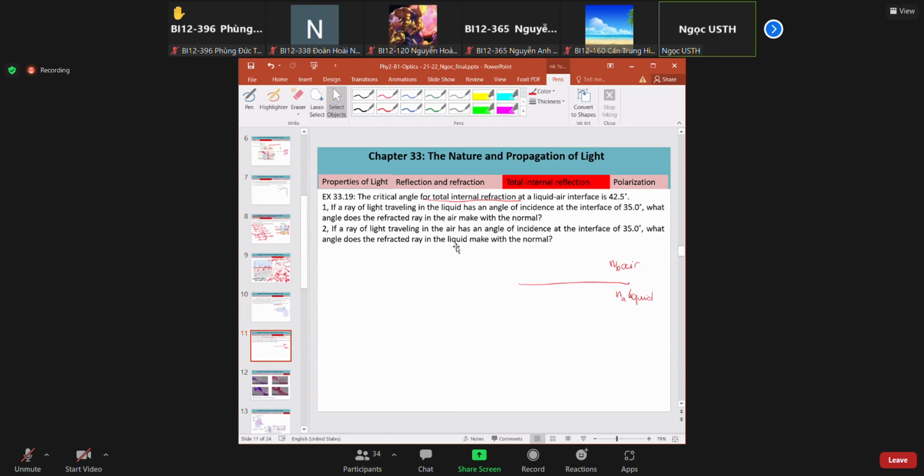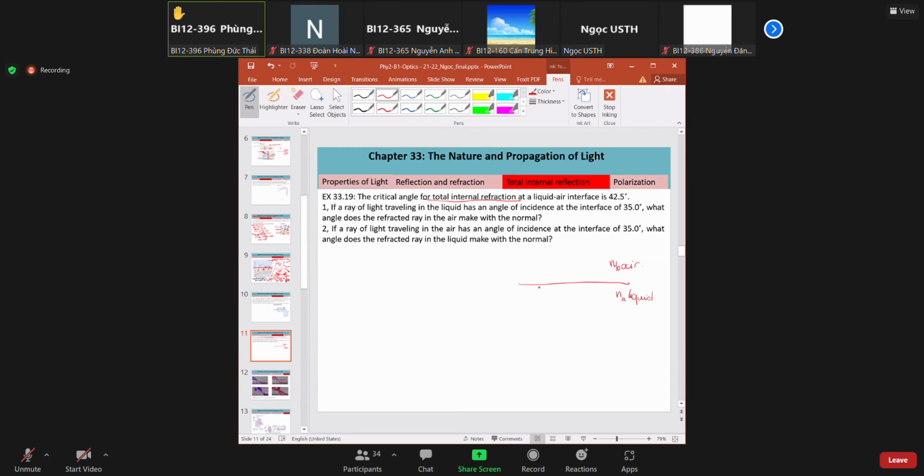Okay, Thái, please. So first, in the first problem, we have the incident angle is less than the critical angle, so that we still have the refracted ray. I have a question. Yes. The light travels from the liquid to the air or from the air to the liquid? From the liquid to the air.